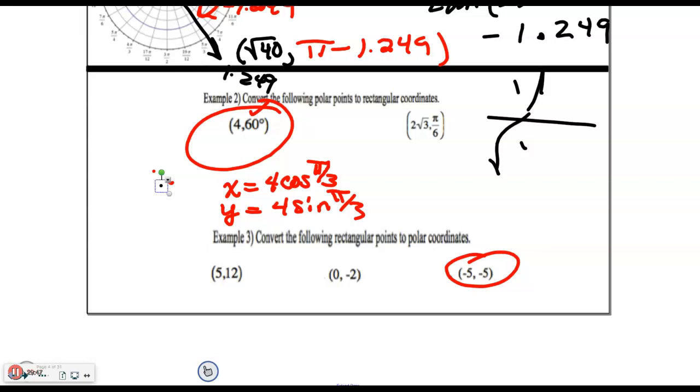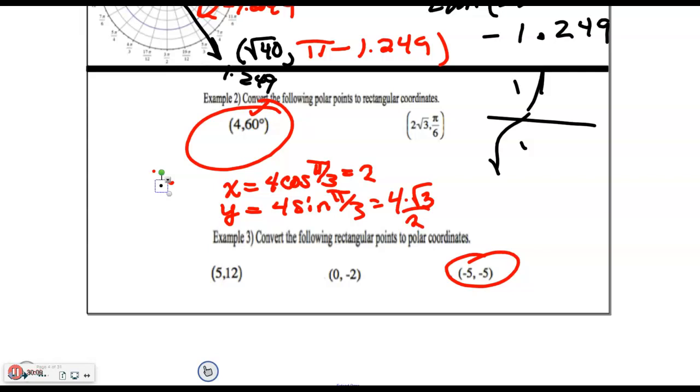What's cosine pi thirds? 100% sure. What is it, Cam? 2. Cosine pi thirds. Oh, yeah, because cosine pi thirds is a half, correct? So that's 2. Sine pi over 3 is root 3 halves. So this would be 2 comma 2 root 3.